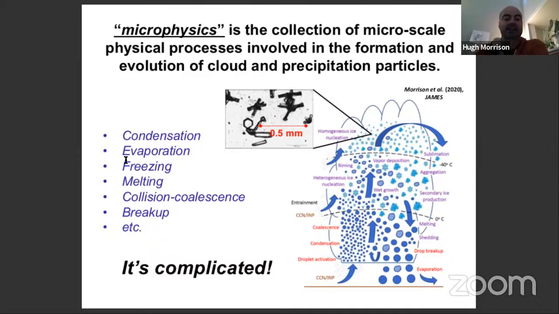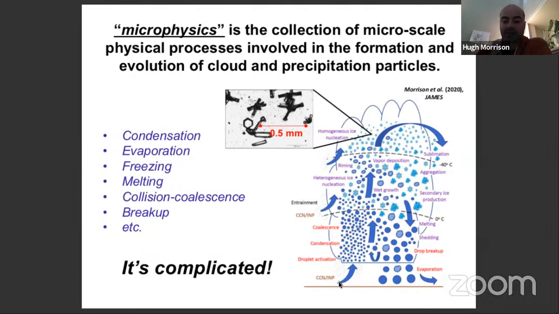So things like condensation, evaporation, freezing and melting, so forth. The diagram here is just an illustration of some of the microphysical processes in an idealized thunderstorm cloud. And I'm not going to step through and explain this in all kinds of detail, because the main point here is just to illustrate that it's very complicated.